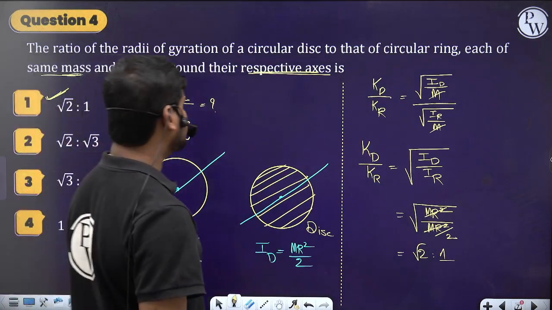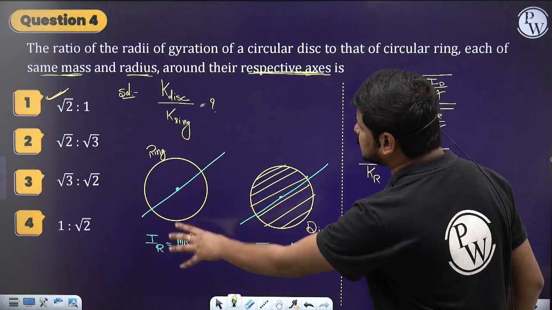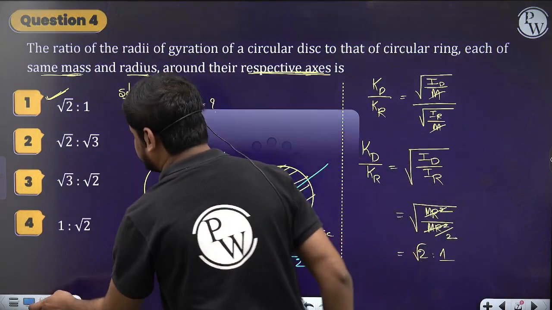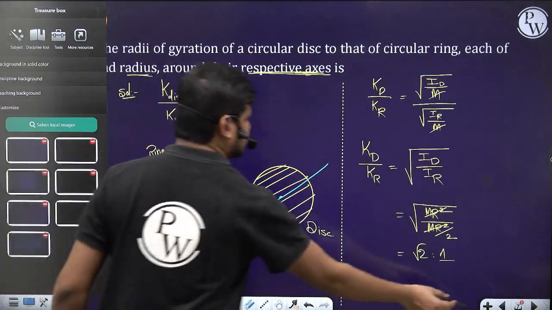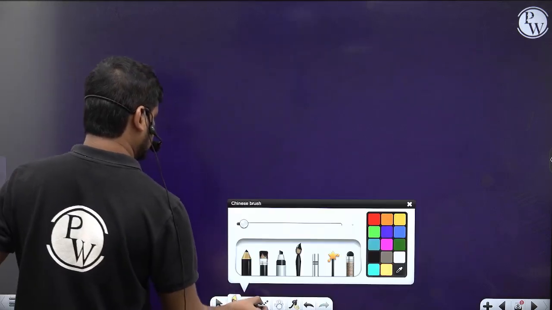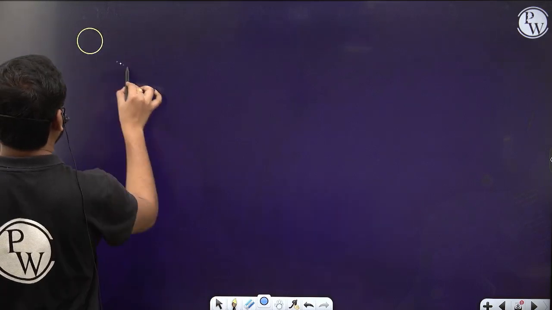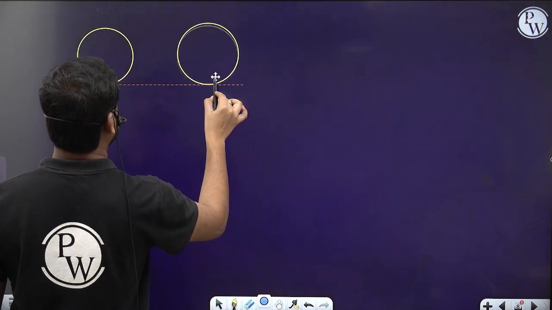For the same question, if you take the respective axis as the diametrical axis, then also you should get the same answer. So let me do that process, method 2. In the question they said respective axis. See, try to understand this concept. For the ring and then for the disc, this is a disc.